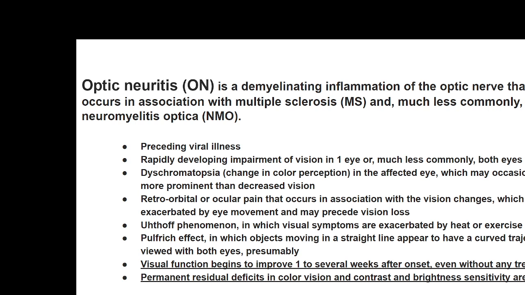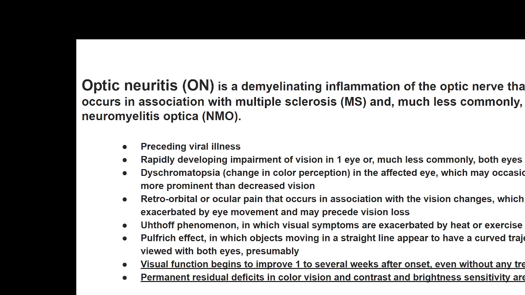It's a demyelinating inflammation of the optic nerve and often is associated with multiple sclerosis or neuromyelitis optica. The common triggering factors which produce optic neuritis are patients who have a preceding viral illness, some other viral fever, including COVID. Increase in the optic neuritis incidence are more. Then the clinical presentation is a rapidly developing impairment of vision in one eye or less commonly in both eyes.